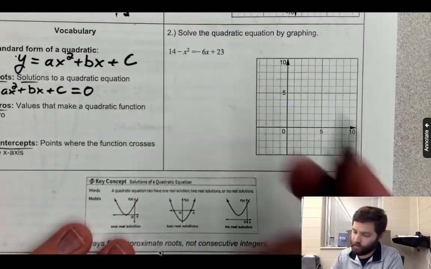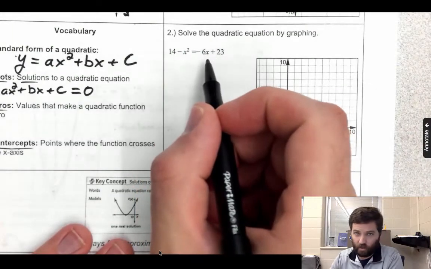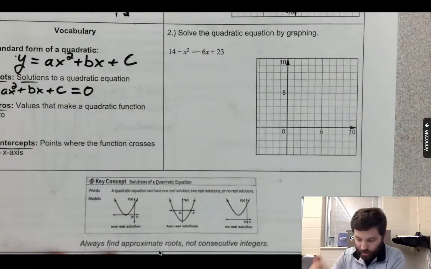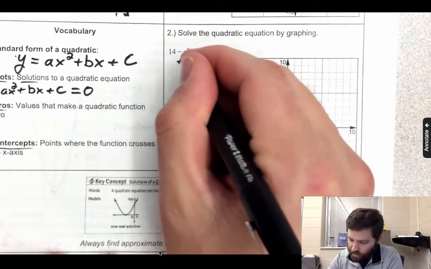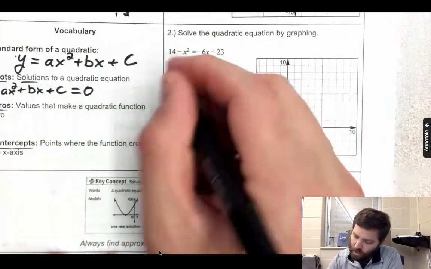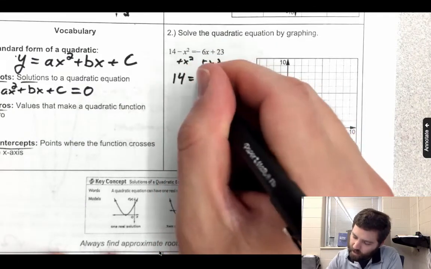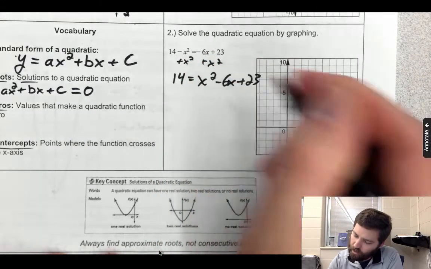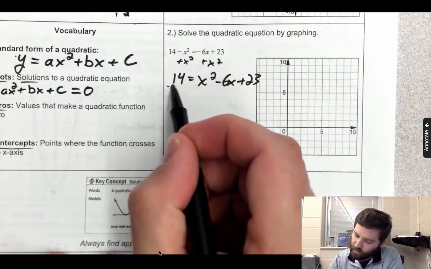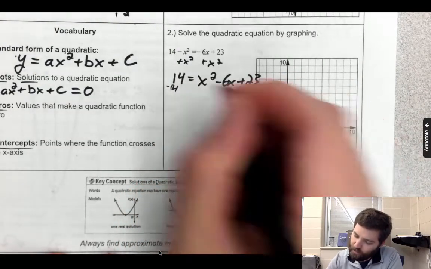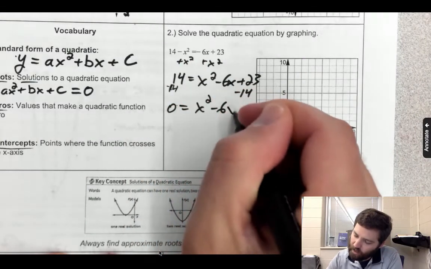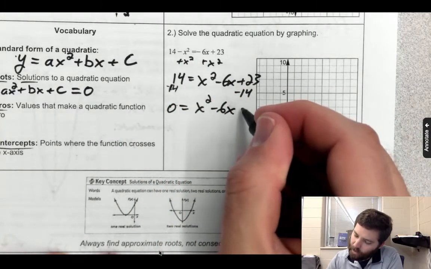So what we'll do, notice that this is not set equal to 0, so we're going to move everything to one side. I like having a positive x squared. It doesn't really matter though. So I'm going to first add x squared to both sides. So I'll get 14 is equal to x squared minus 6x plus 23. And then I'll subtract 14 from both sides. So I'll get 0 is equal to x squared minus 6x plus 9.